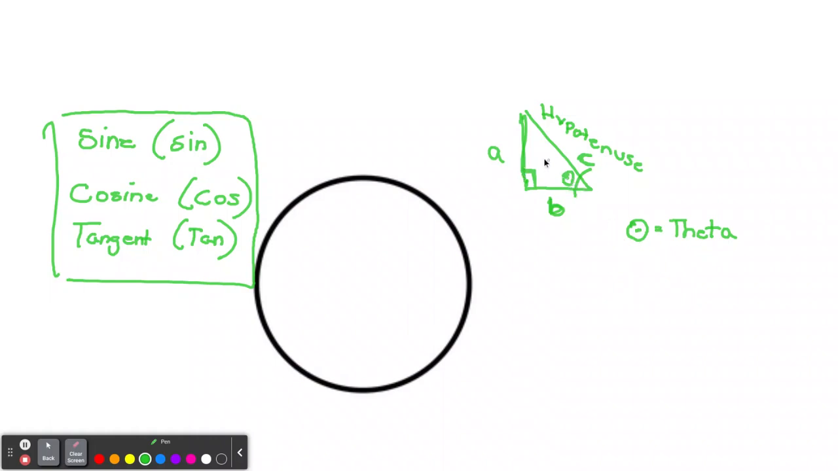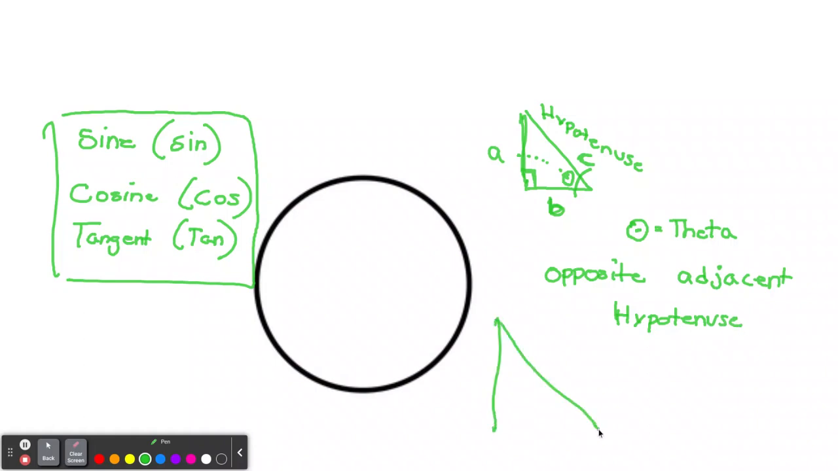But if we look at what's opposite the degree, we put a line straight out. Opposite to this degree is A. That's opposite. And adjacent would be right next to it over here. So we have these words opposite. And then we have these words adjacent. And then we have the hypotenuse. So let's just make sure we understand that.